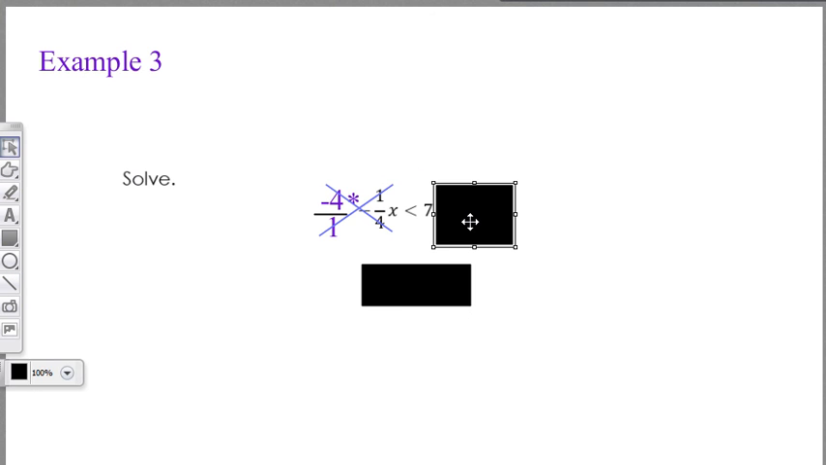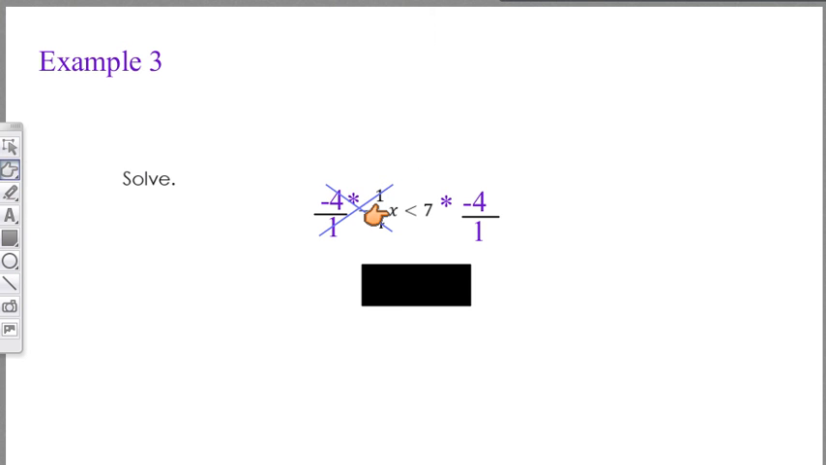So when I do that to one side, I have to do it to the other. And when I multiply or divide by a negative, the thing they're really testing you on here is to remember that you have to flip your inequality sign. Since that was a less than, this is going to turn into a greater than. So x is going to be greater than -28. That would be my answer.